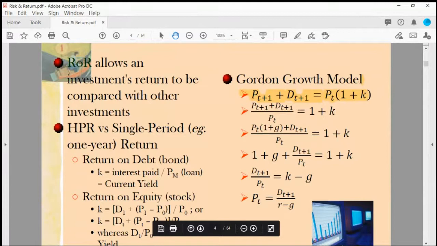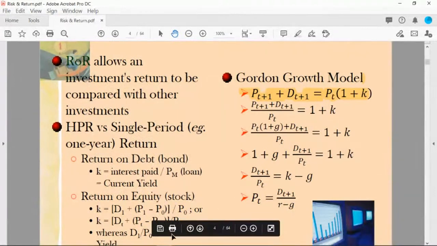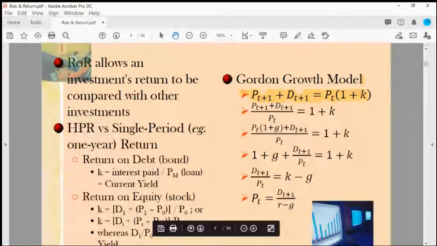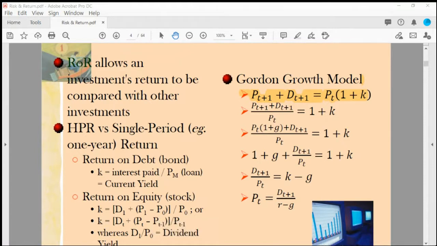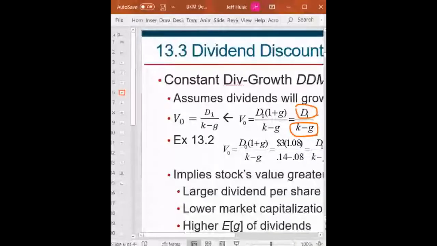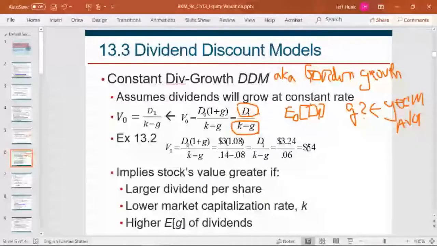So, as a doctoral student, I tried to crack it, and I cracked it. Okay, so there you go. Those are the steps of derivation. Now I'm going to switch back to... okay. So that is how the Gordon growth model is derived, and you should be able to do that too.